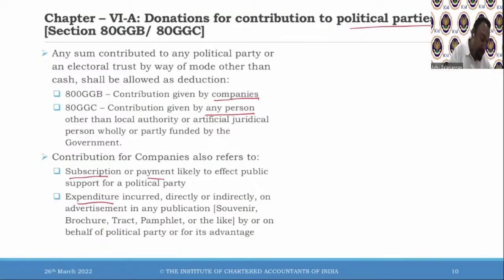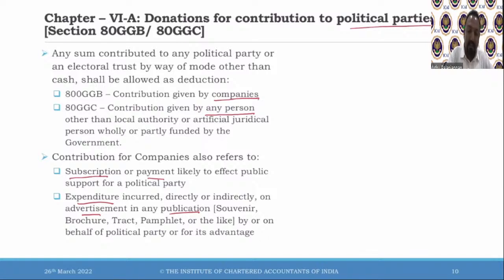For example, printing an advertisement in any publication. What do you mean by advertisement and publication? You mean a souvenir, brochure, pamphlet, etc. Anything of this kind will be called an advertisement expenditure. So it could be by or on behalf of the political party for its advantage. If I publish something in the media, whatever advertisement expenditure is incurred is allowed. Either I myself could spend or give it to a political party and say you use this for publication. So this advertisement and publication expenditure is also eligible.